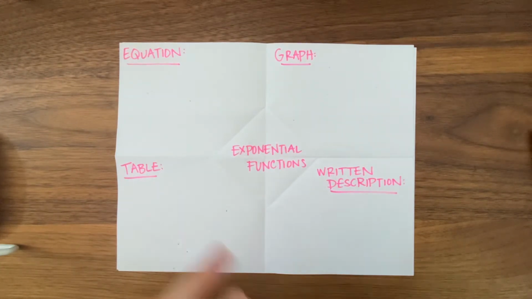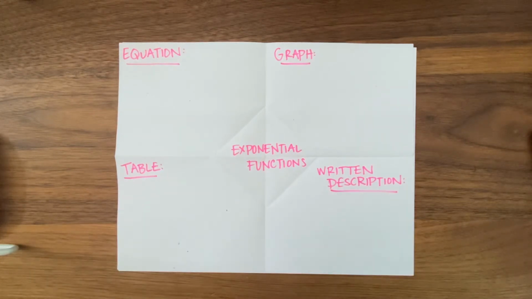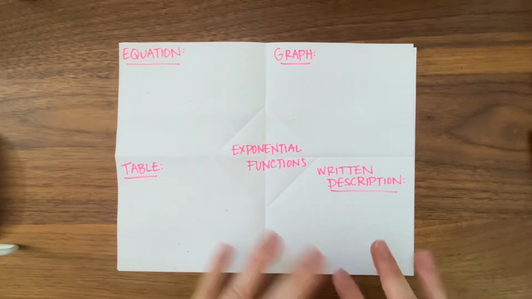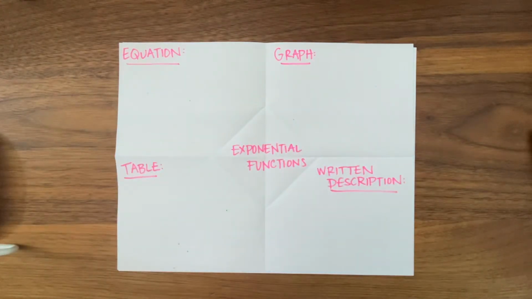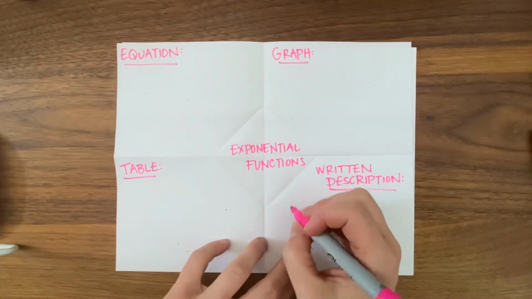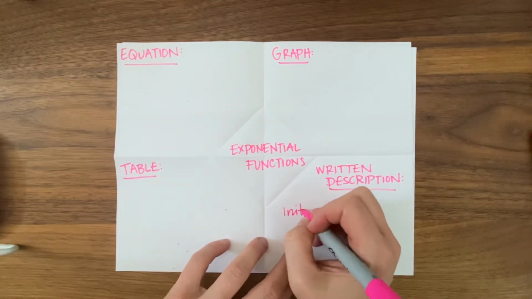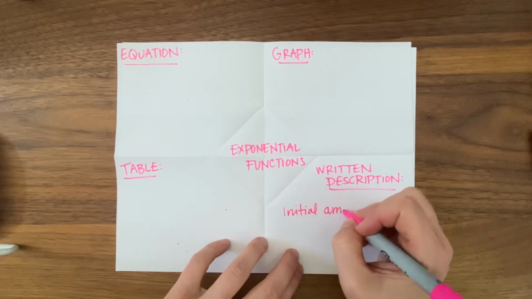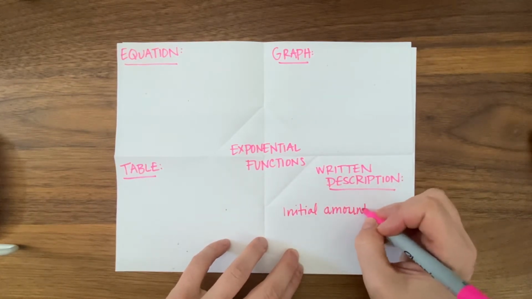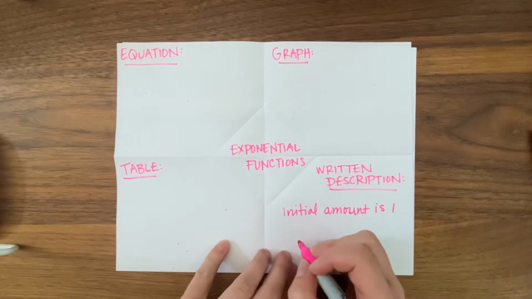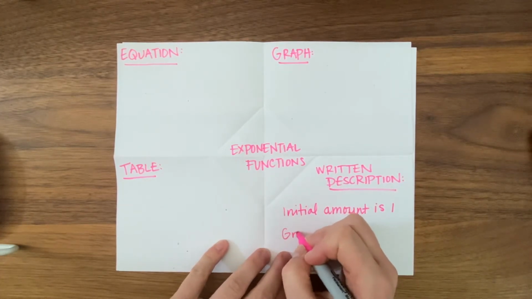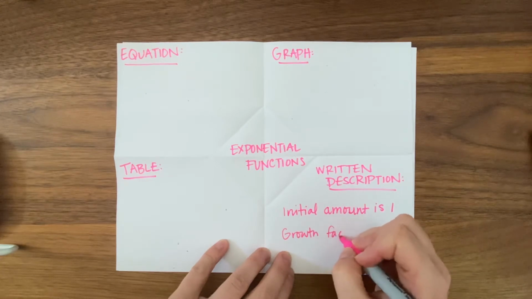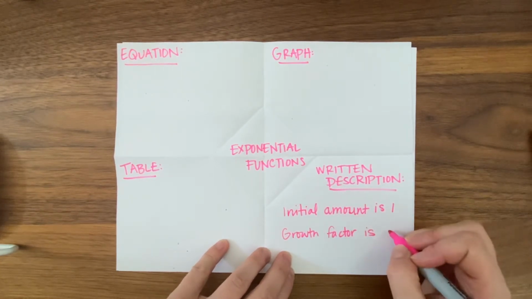Okay, so we're here now. We're all in the same place. Now, let's say we are given some information. I'm going to give you a piece of information and then you're going to try and decode the rest. So if I said, let's say I start with the written description. What if I say the initial amount is 1 and the growth factor is 3.